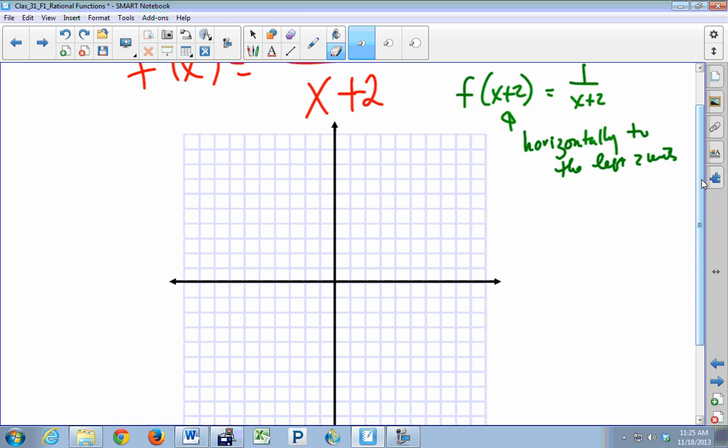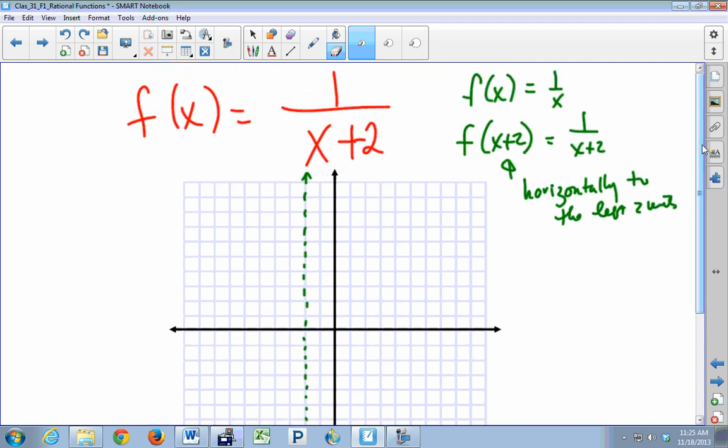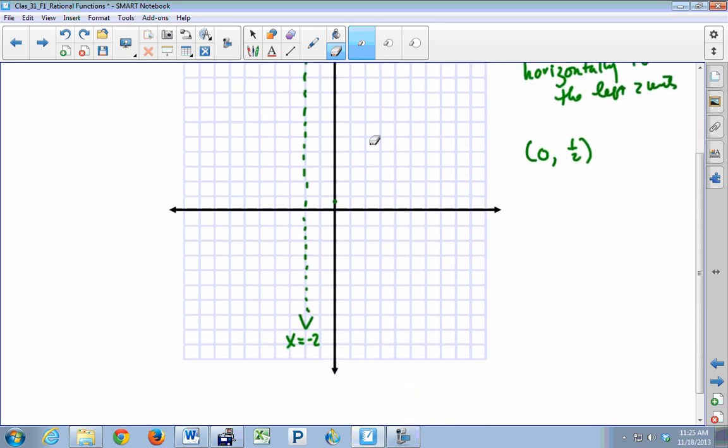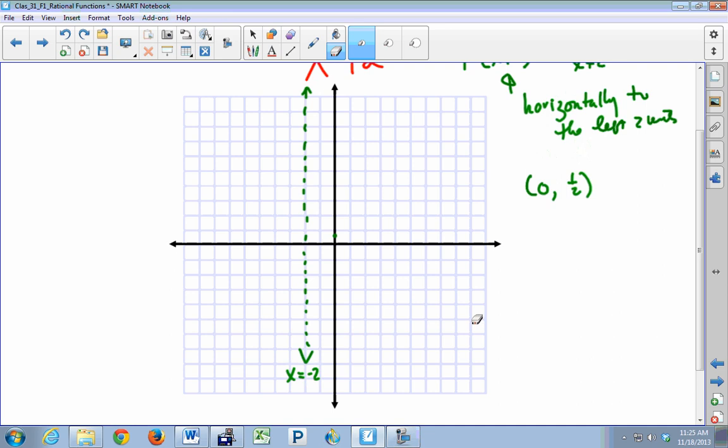So transformations allow me to put my vertical asymptote in right there, which is x equals -2. Now, do I have any intercepts? When x is 0, what's y? 1 over 0 plus 2 is 1/2. So I have a y-intercept right there. I don't have an x-intercept because my numerator is constant. So except for that one little change where I have a y-intercept, I can draw this graph really fast.